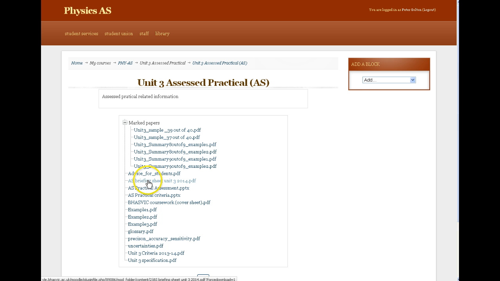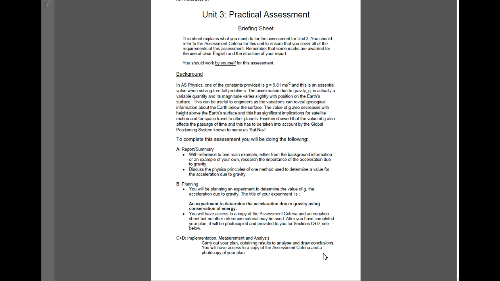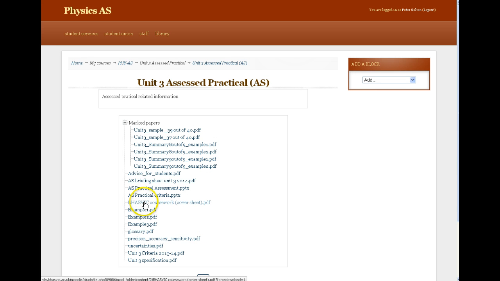The briefing sheet you should all have a copy of now. That is this one. I'll show you that on here. So everyone should now have a copy of the AS briefing sheet, and other information that you can find on the VLE page are a couple of PowerPoints, one of them being the AS practical criteria. This is a breakdown of the criteria marks, and I'm going to talk about what those criteria are in a second, but a more detailed explanation is given in this PowerPoint.